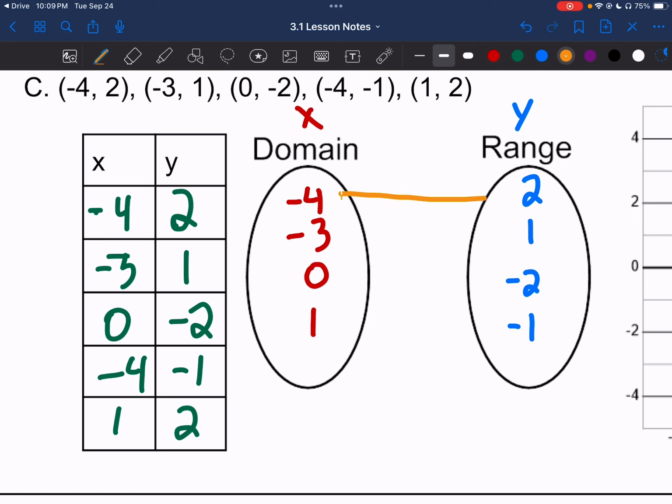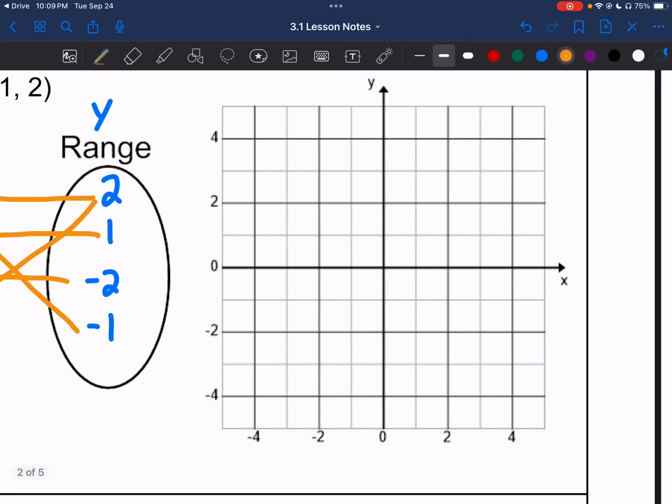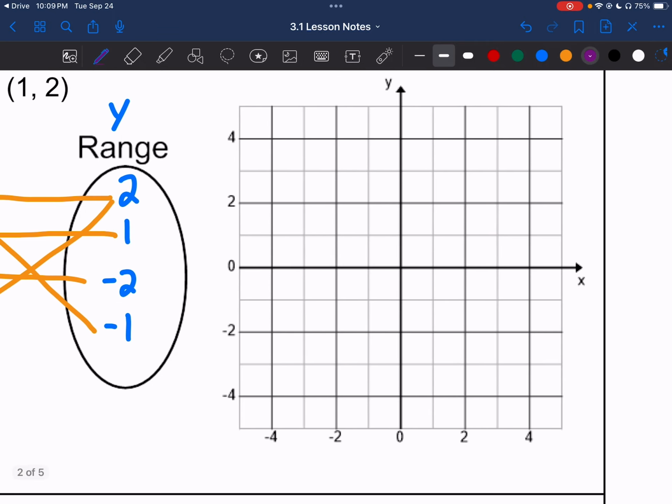-4 is going to connect us with 2. -3 connects us to 1. 0 connects to -2. -4 is going to connect with -1. And 1 is going to connect with 2. And so we see some weird things going on here. And when we go on to module 3.2, we are going to be able to see kind of what this is in terms of whether it's a function or not. So we're going to plot these points on our graph.